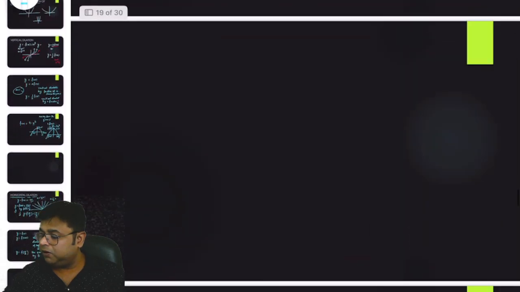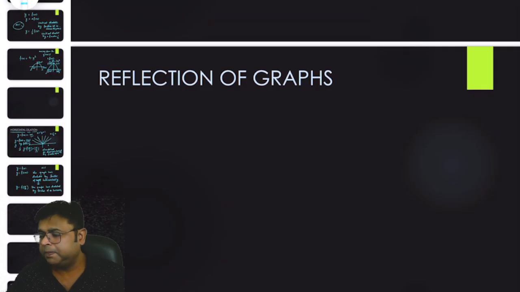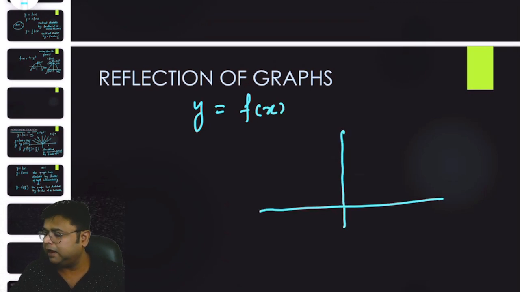Right, now let's move on to reflection of graphs. When I say reflection of graph, reflection happens in two axes, either the x-axis or the y-axis, or it can happen in the line y equal to x. So if I say y is equal to f(x), suppose there is a graph for it, and suppose the graph is like this.